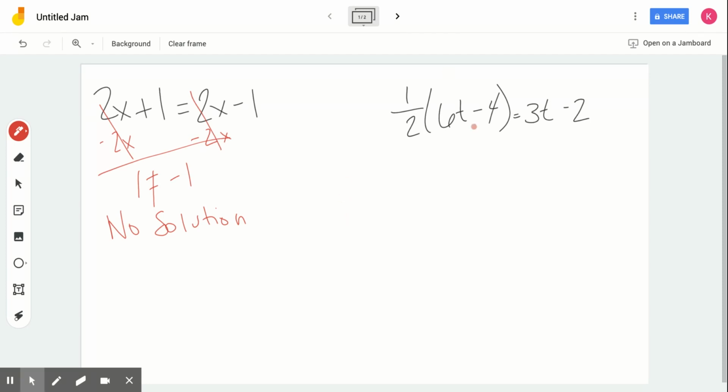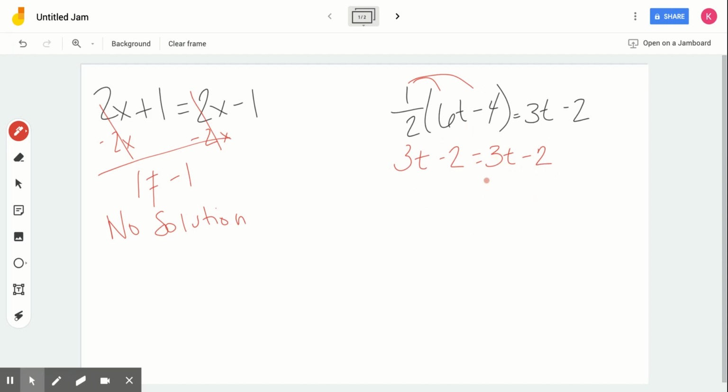On the next one over here, we're going to take this 1/2. This is the distributive property here. We're going to multiply it by everything inside the parentheses. So here 1/2 times 6t, 1/2 of 6t is 3t. 1/2 of negative 4 is negative 2. So now we have 3t minus negative 2 is equal to 3t minus 2.